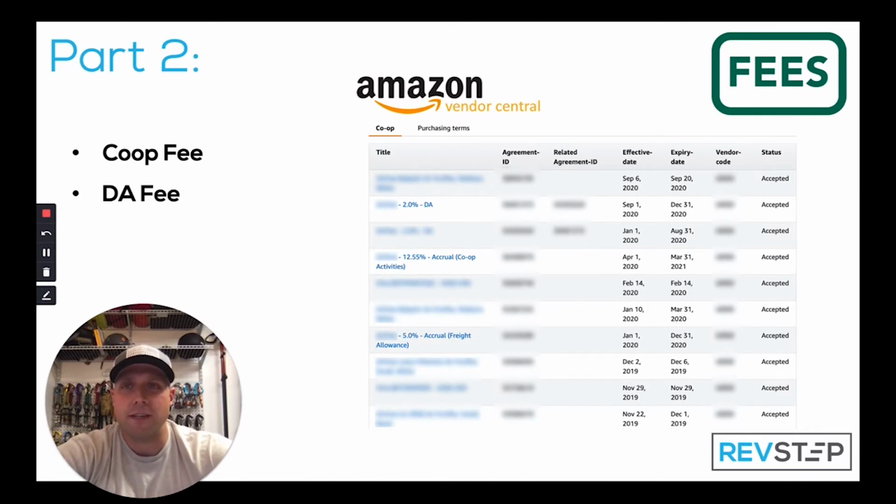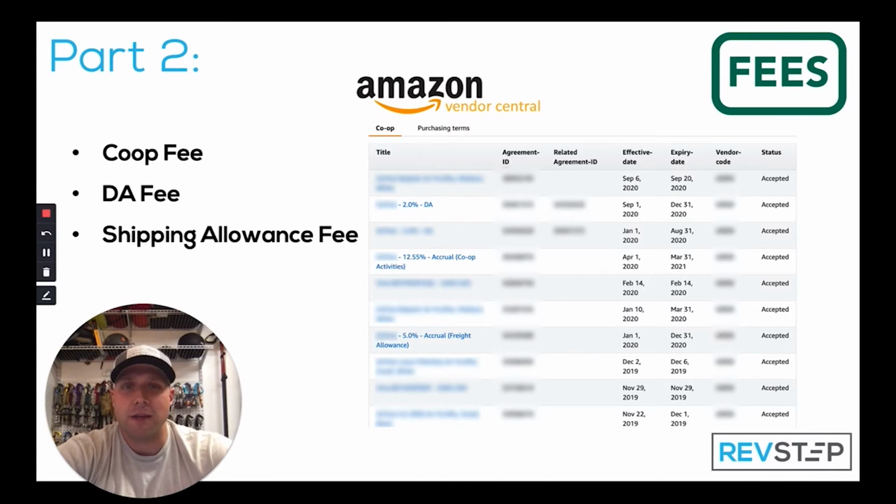The second fee is your damage allowance. If you have products that tend to get damaged quite often and customers are complaining that the product was shipped to them damaged, then your damage allowance will go up. 2% is kind of standard from what we've seen. The third is your shipping allowance fee.